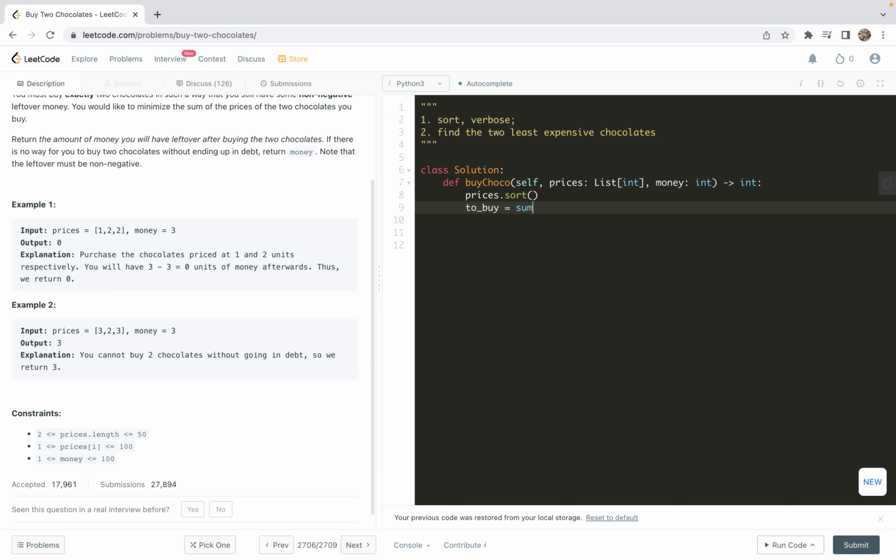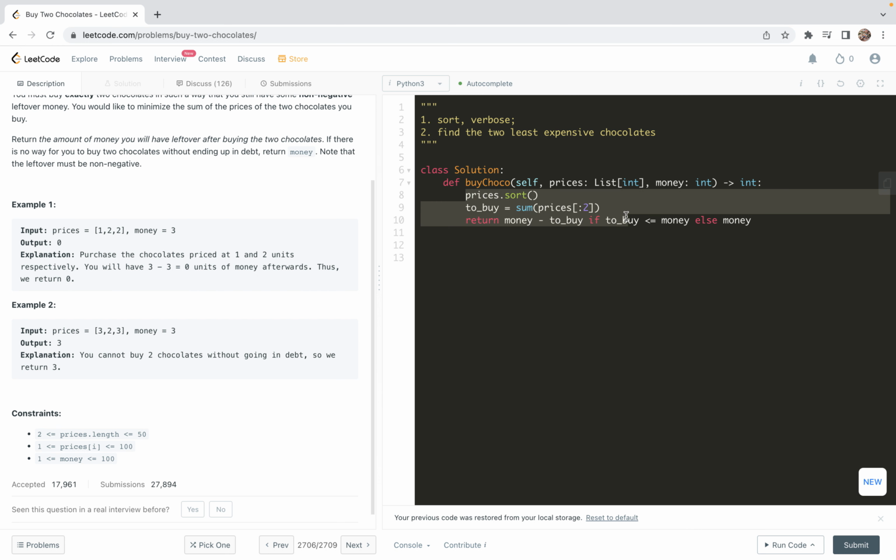Let's call it two_buy. This is the sum of prices of the first two chocolates. Then we just need to check if this two_buy is larger than money. If so, we make no purchase and return money. Otherwise, we return the difference, money minus two_buy, if two_buy is no larger than money. Else, we return the original money. So this is the one solution.